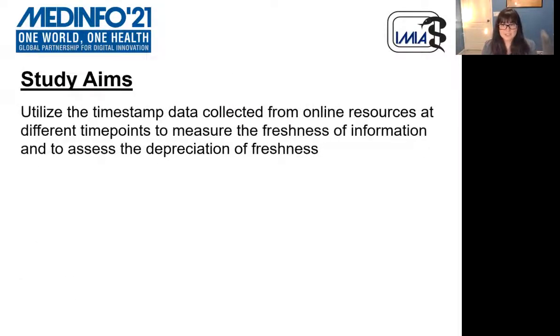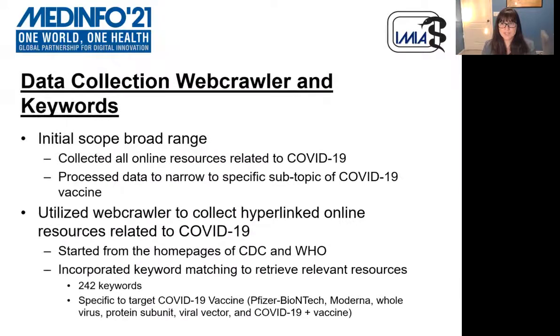This preliminary study is focused on online resources related to COVID-19 vaccines. In this study, we aim to utilize the timestamp data collected from online resources at different time points to measure the freshness of information and to assess the depreciation of that freshness. The initial scope for our data collection is part of a broader project to collect resources from all aspects of COVID-19. For this project, we subset the dataset collected to focus on the subtopic of COVID-19 vaccine.